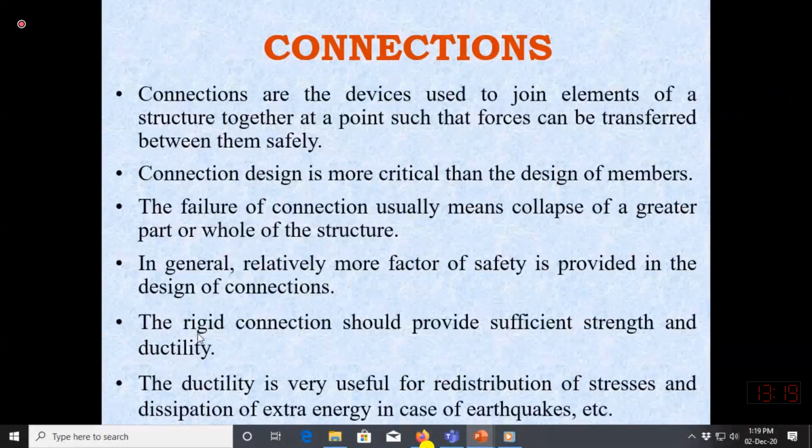We have already discussed some rigid type of connections in our introductory lecture of steel structures, but I will show you some rigid connections again in our forthcoming slides.